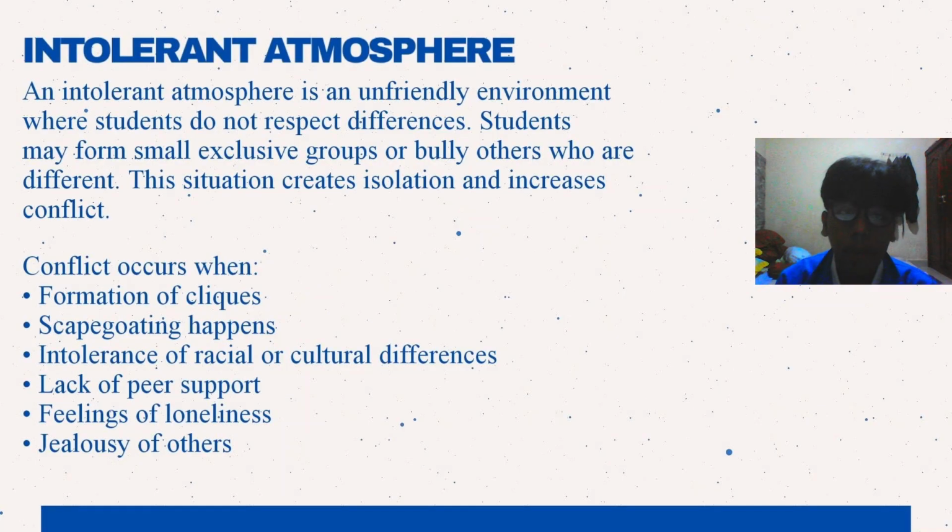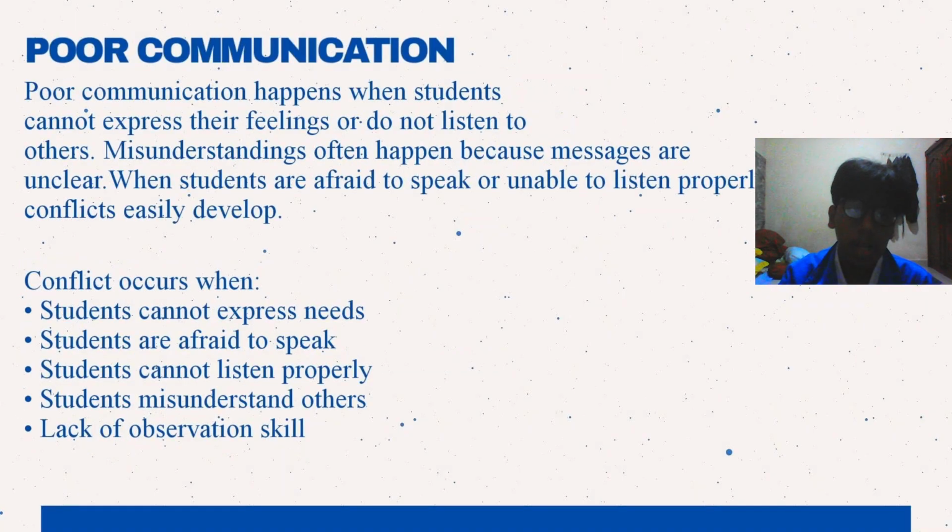Next, we have intolerant atmosphere. An intolerant atmosphere is an unfriendly environment where students do not respect differences. Students may form small exclusive groups or bully others who are different. This situation creates isolation and increases conflict. The conflict occurs when formation of cliques, scapegoating, intolerance of racial or cultural differences, lack of peer support, feelings of loneliness, and jealousy of others happen.